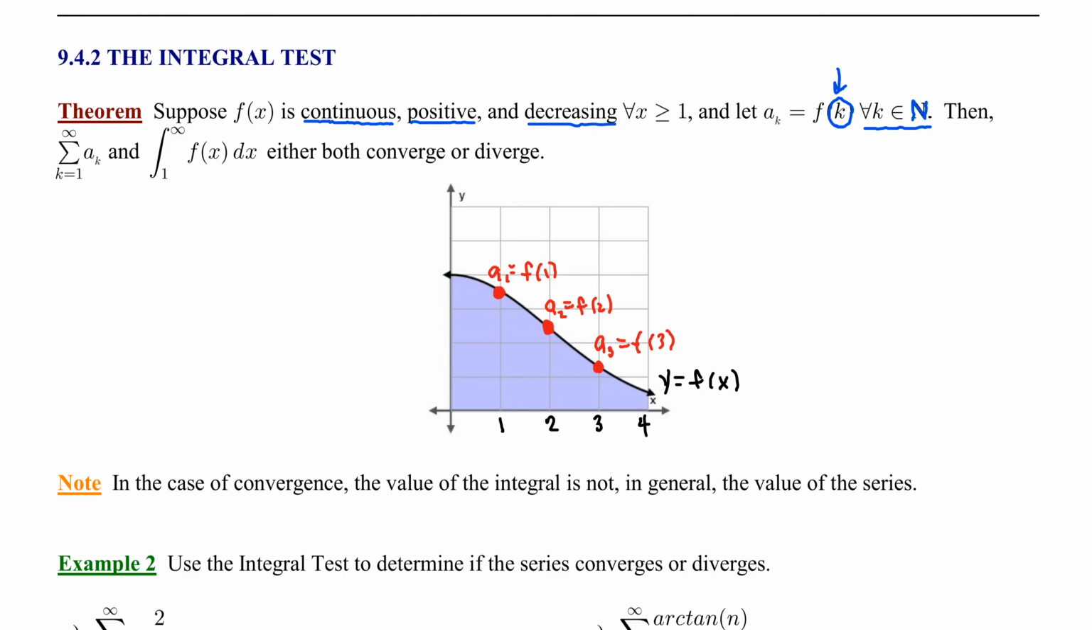Now remember, we have already made this association between a continuous function and a discrete series when we were looking at finding the limit of a sequence. That same relationship will apply here between a continuous function and a series. So if those hypotheses are satisfied, then the sum from k equals 1 to infinity of a sub k, that is the infinite series, and the integral from 1 to infinity of f of x dx, the improper integral, either both converge or diverge.